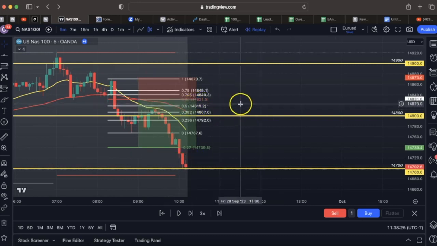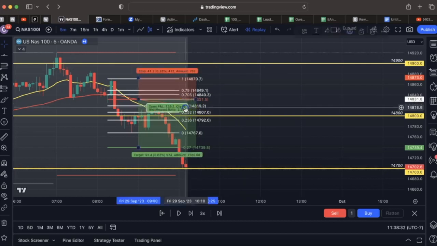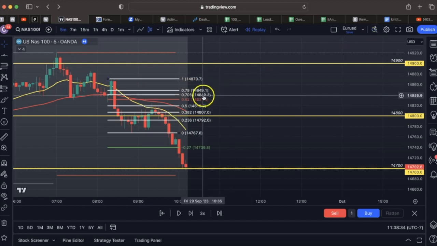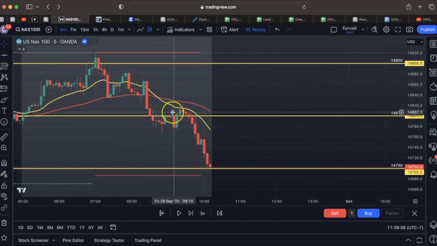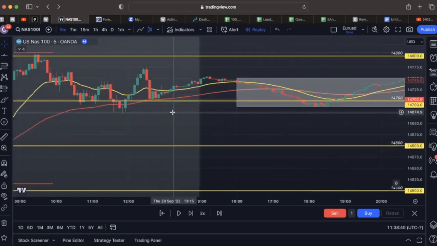I don't like using the 50% as an entry level because that's qualified as equilibrium. That's like where the market's in an equal state. But this is overall how you use the fibs on a very amateur level. So that was for a downtrend. Now let's find an uptrend where we can use it.